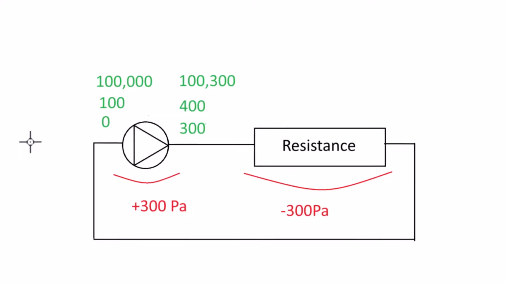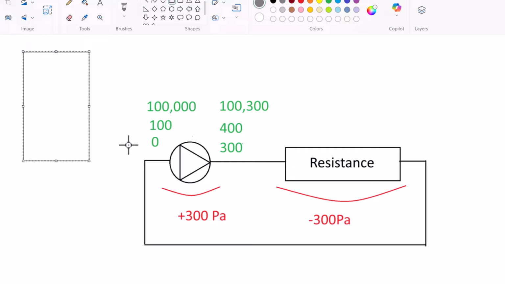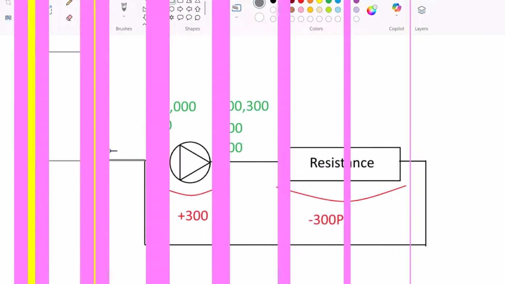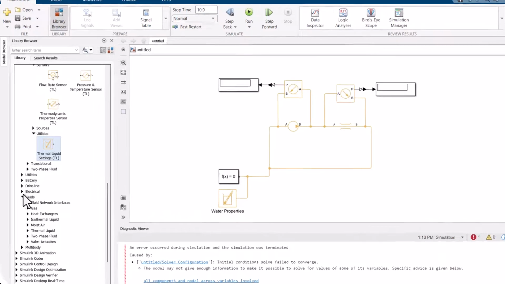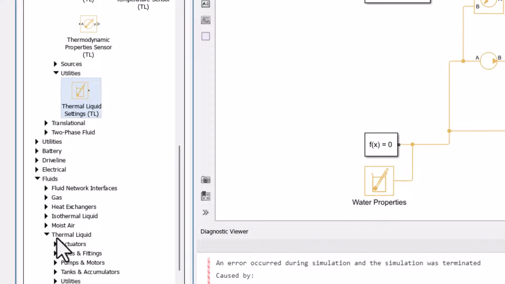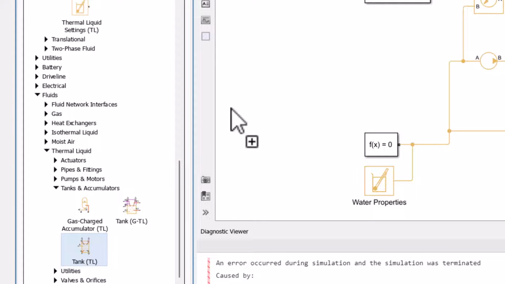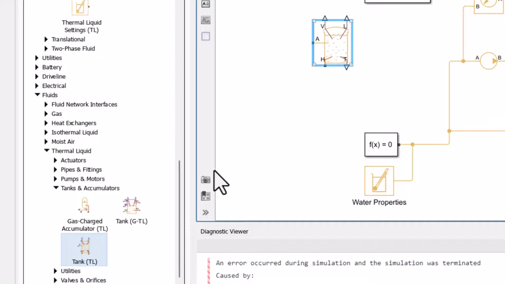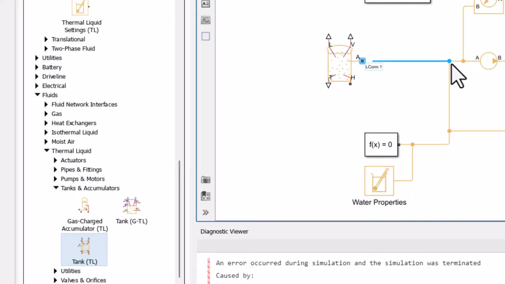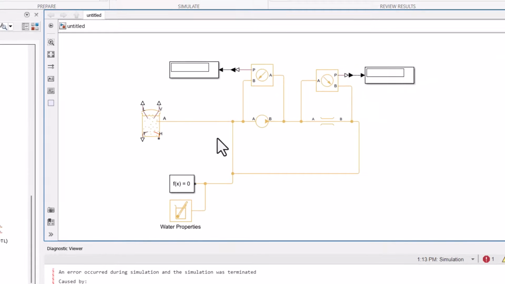So what I'm going to do is to add a pressure tank at the suction side of the pump. That is what I'm going to do with my model. So I go to the fluids library and I find thermal liquid. Then under tanks and accumulators, I add a tank. And it is tank TL. TL stands for thermal liquid. I connect it to the suction side of my pump.